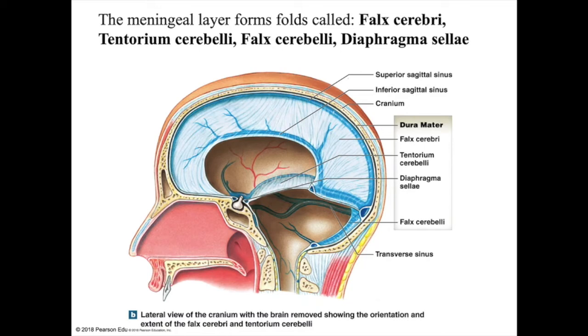So you have one longitudinal fold, called the falx cerebri. There will be an equivalent to separate the cerebellum, the falx cerebelli. And then there are these two layers, one of which forms a tent, a ceiling of the cerebellum, which is called the tentorium cerebelli.